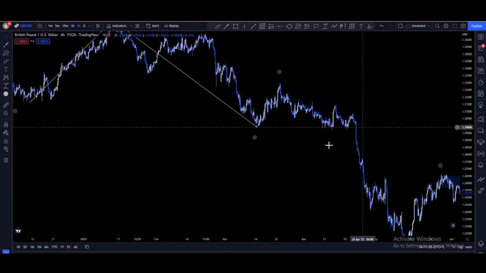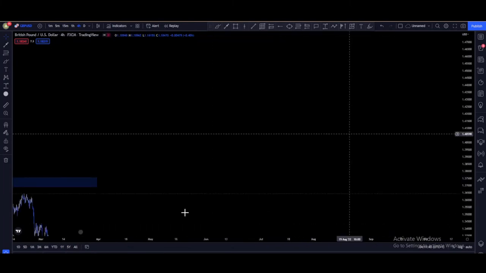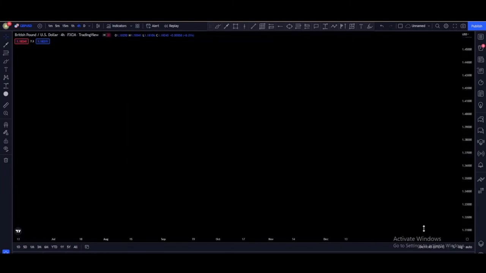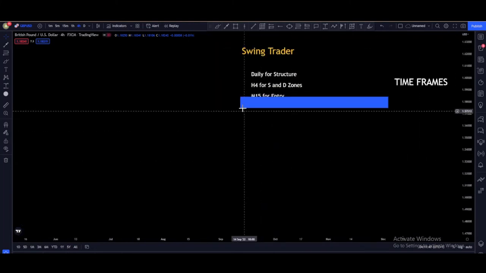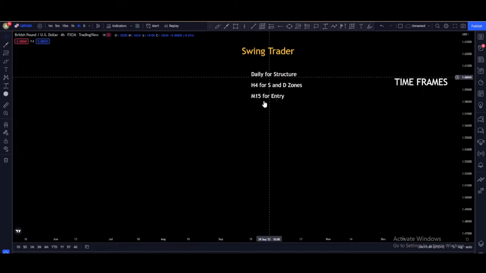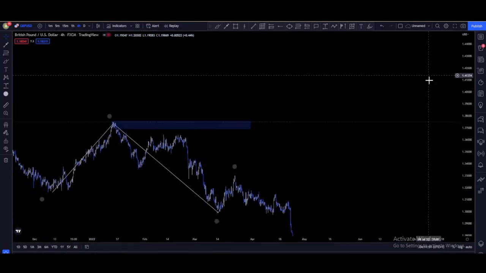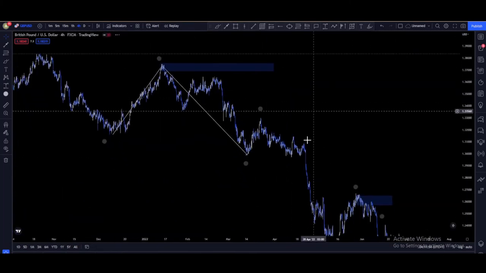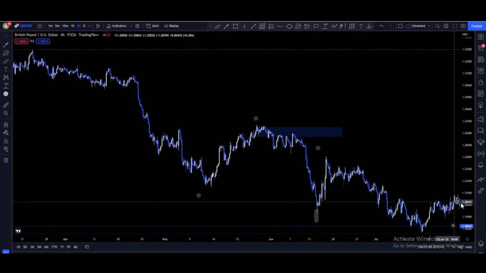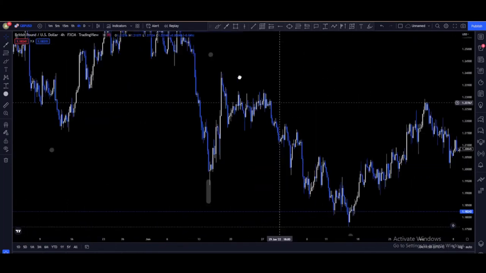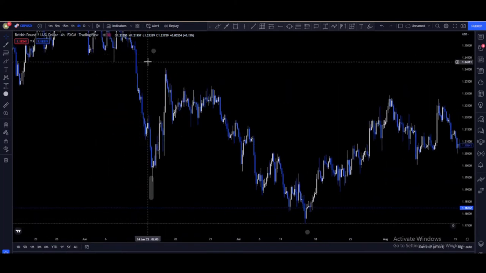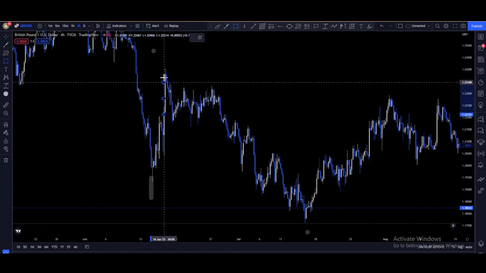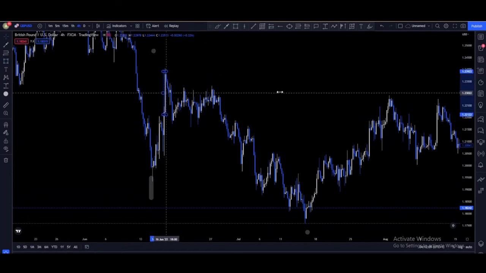Then what I advise them to go over next is M15 for entry, after they've identified their structure. Let's see this one as an example. This was a trade I got into a few weeks ago. What I did was I identified my zone here, and I used M15 for entry.